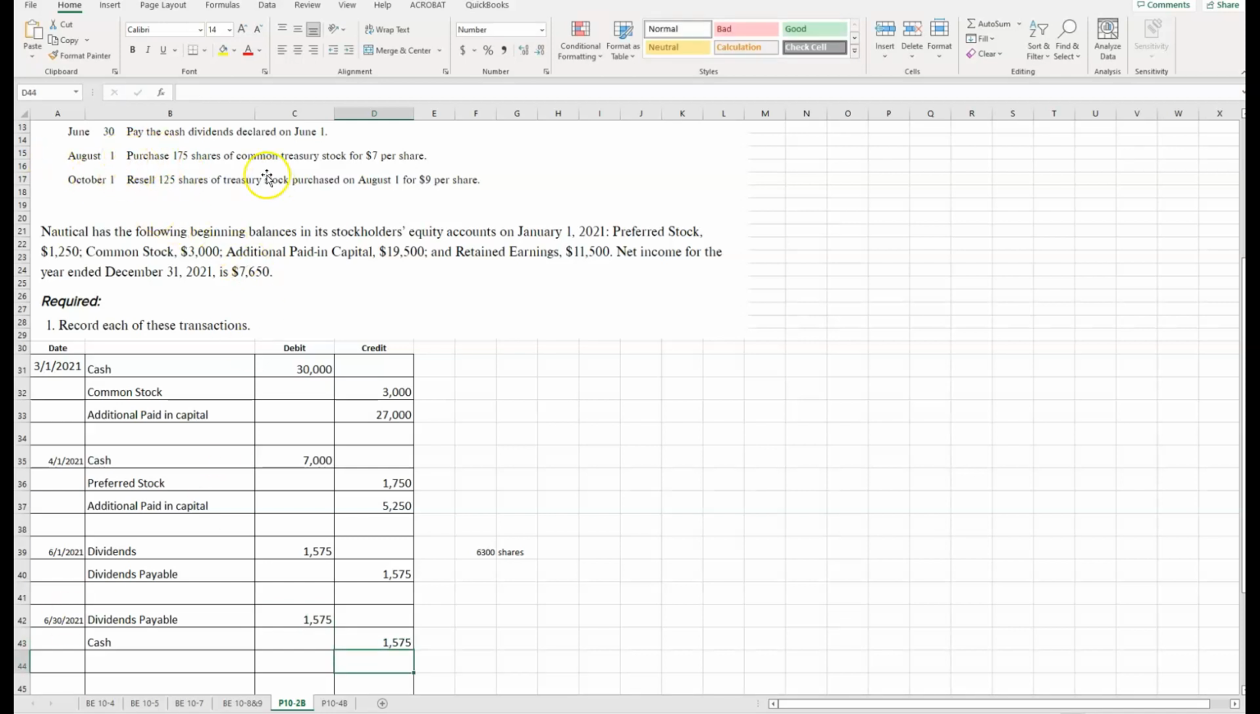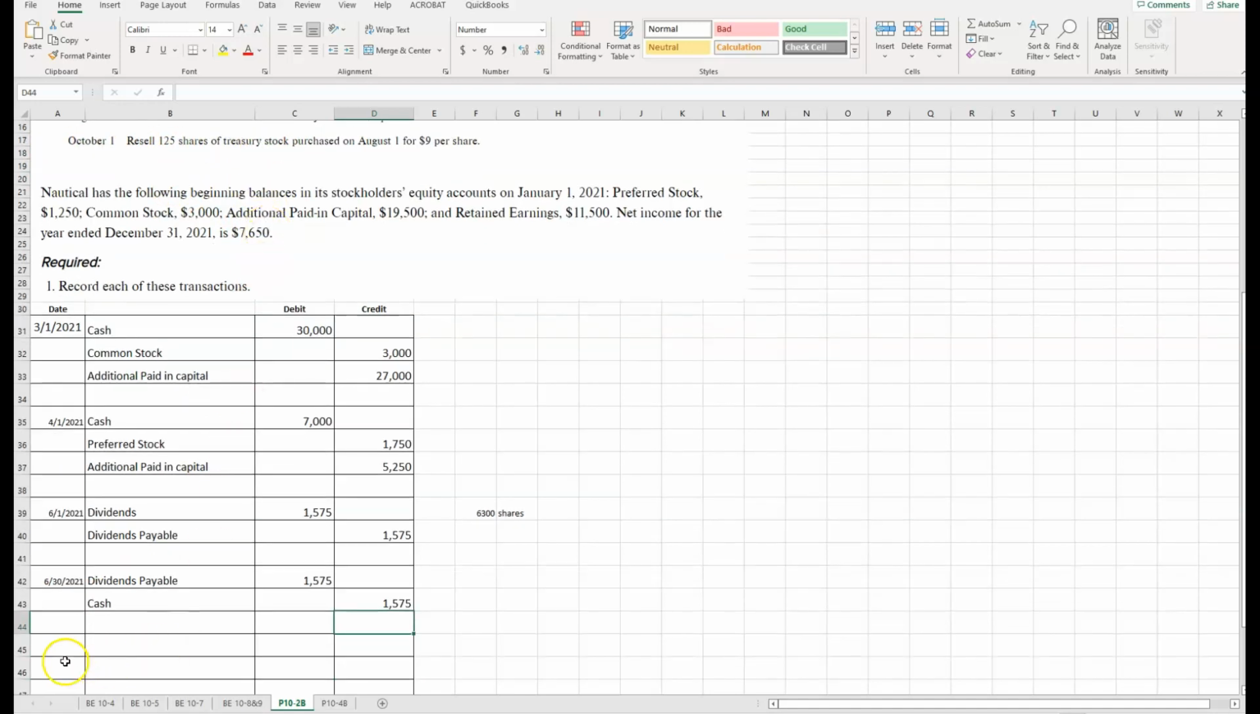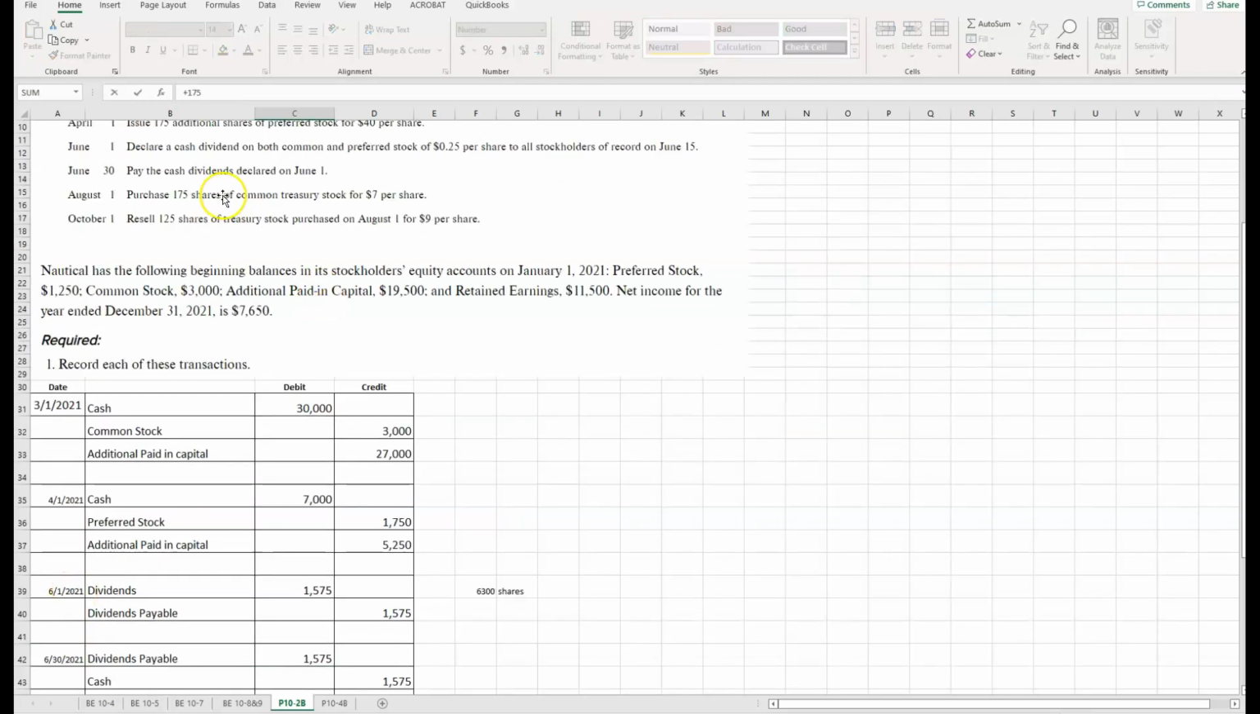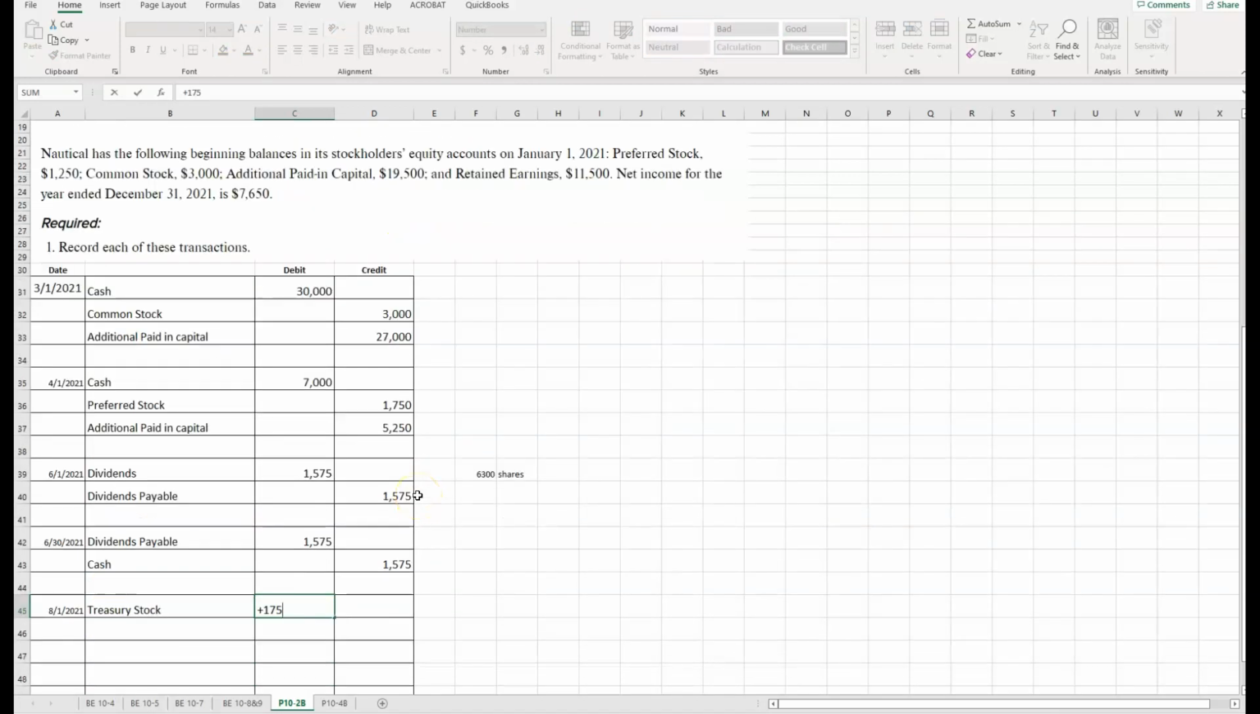August 1st, purchase 175 shares of common treasury stock for $7 per share. We're purchasing treasury stock. We're going to debit treasury stock for 175 times 7, or $12.25. And we're going to credit cash for that amount because we had to pay for it.